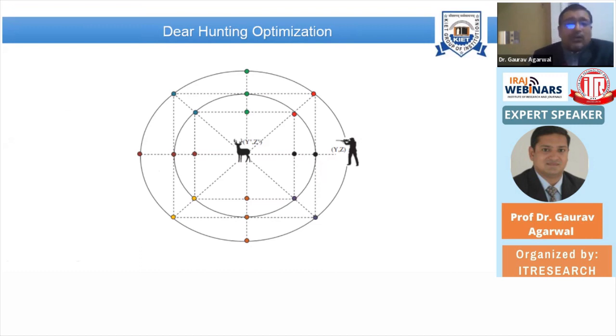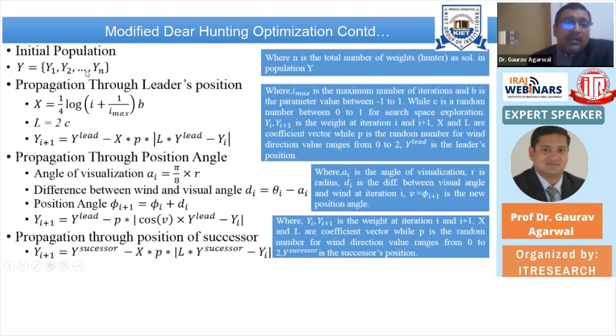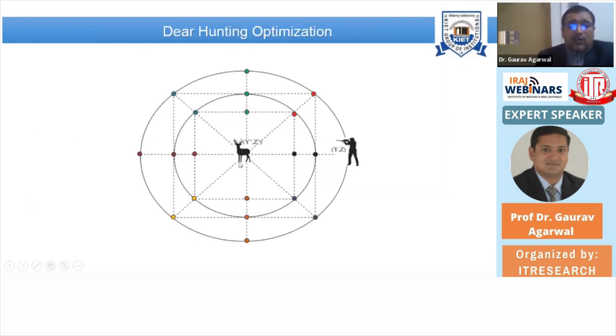When I'm talking about deer hunting optimization, we have a hunter and we have a deer. Whenever the hunter wants to hunt this deer, there are a number of possibilities shown by the different dots. And for this particular hunter, there are again 3 possibilities: it may go to the leader's position, it may go through the propagation angle position, or it may go to the position of the successor. But the target is to hunt the deer.